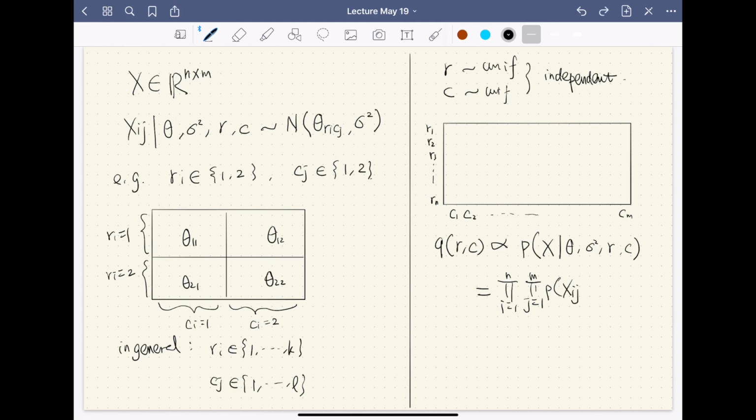x_ij given theta, r_i, c_j, sigma squared. Now observe this can be factorized. So the next step is to claim that the distribution can also be factorized, Q_ij, okay? But this step is actually wrong.